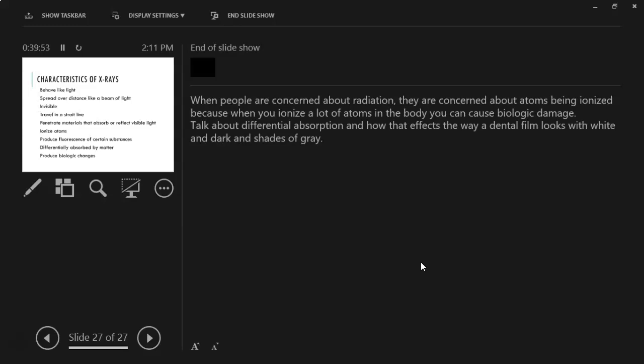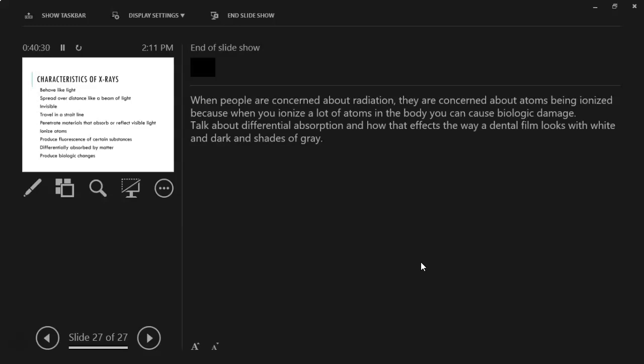They consist of ionized atoms. And they produce fluorescence of certain substances. When Röntgen was working with them, something was glowing. He had some screens covered in some kind of chemical with a certain atomic weight that reacted very specifically with the X-rays and made them glow. That's why he knew it wasn't just the stream of electrons. So they produce fluorescence of certain substances, and are differentially absorbed in matter.